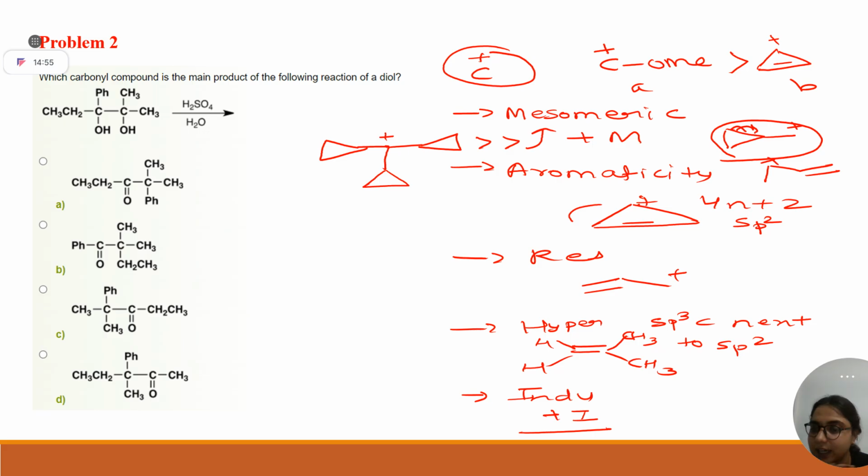Now you can solve every question related to carbocations. After this class, go to any coaching material or question book where there are problems related to carbocation stability. Use this concept: mesomeric, aromatic, resonance, hyperconjugation, inductive. You will get every question correct, right? Now you can compare the stability of various carbocations. Can we move ahead? Yes, ma'am. You can move ahead.